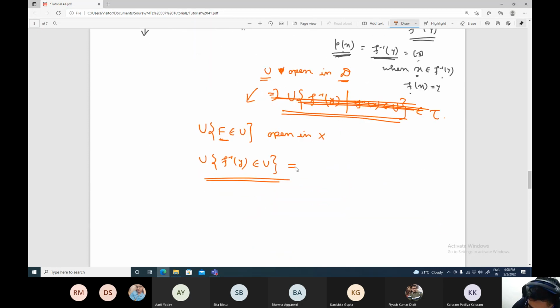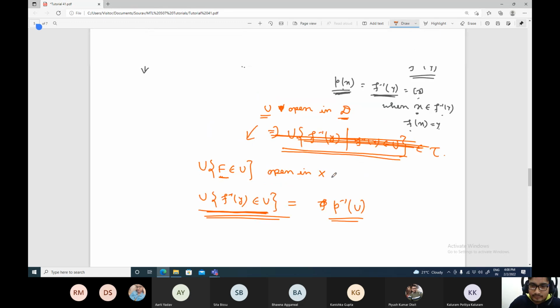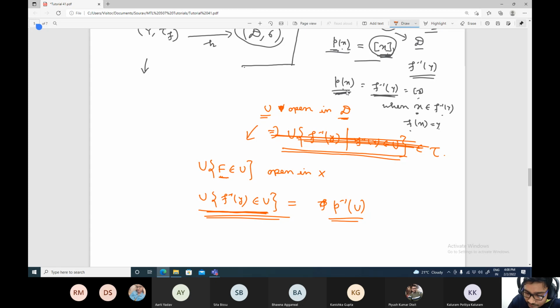But what is this? Can we say this one is actually your P inverse U? Look at the definition. So Px is equal to F inverse U. We are taking each F inverse U belonging to U. Now take a particular element from here, say F inverse of Y1. So this belongs to U, right? So what does it mean? It means Y belongs to Fu.